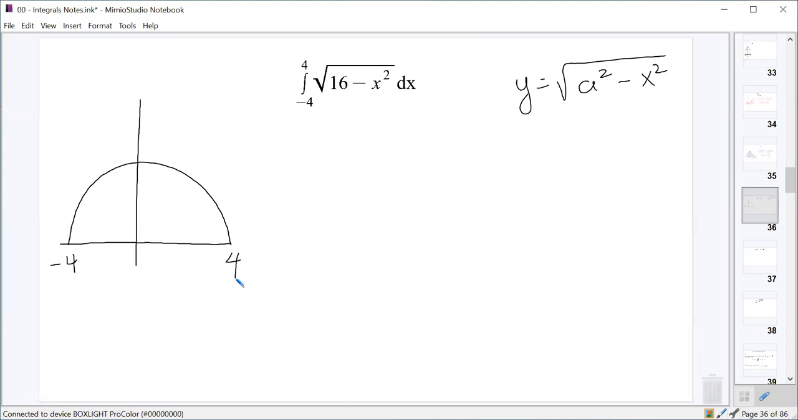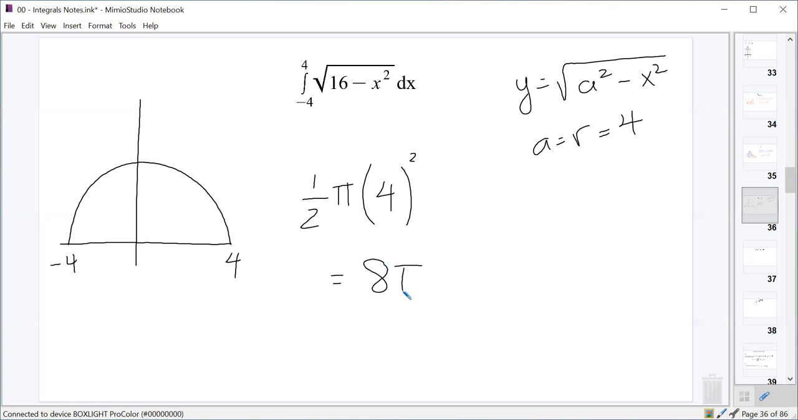So really all we're looking at here is a semicircle, right, with a radius. I don't know why I wrote A before, but we'll call it A, which is the radius, which is just 4. So all this is asking you for is, what's the area of a semicircle with a radius of 4? Well, that ought to be 1/2 of pi times the radius, which is 4, squared. And so we just end up with 8 pi as the value of this integral.